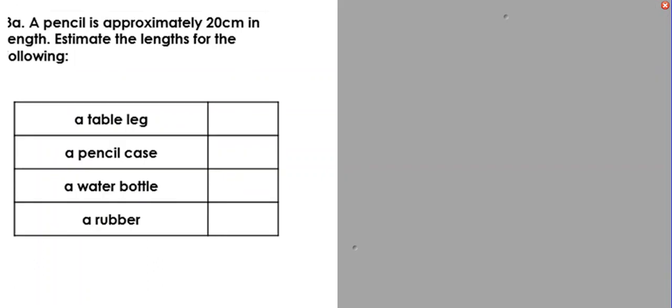Let's have a look at this one. A pencil is approximately 20 centimetres in length. Estimate the lengths for the following: a table leg, a pencil case, a water bottle and a rubber. So think about that 20 centimetres that pencil is. Relate all of these to that pencil. Pause the video and have a go.